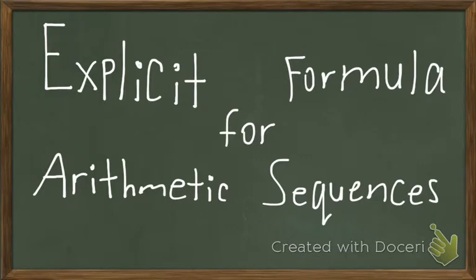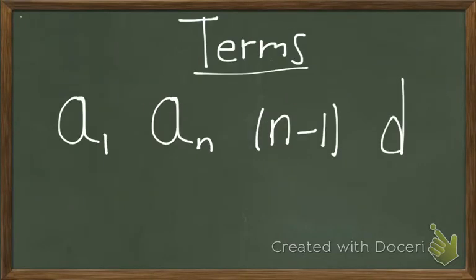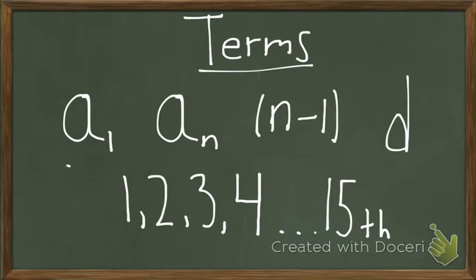Today, we're going to be learning about the explicit formula for arithmetic sequences. First, let's take a look at some terms. So we have the terms a1, an, n-1, and d. The first term, a1, is simply just the first term in a sequence. So here, a1 equals 1.